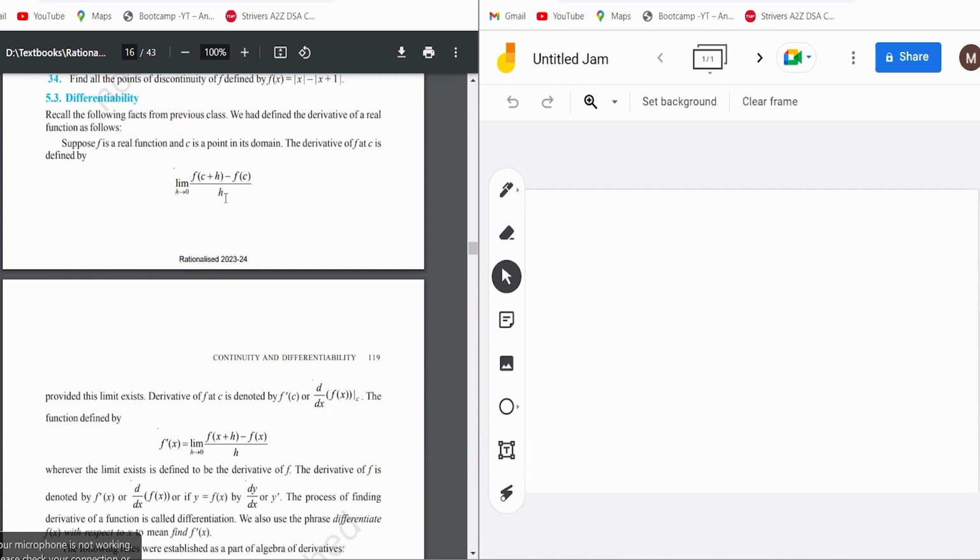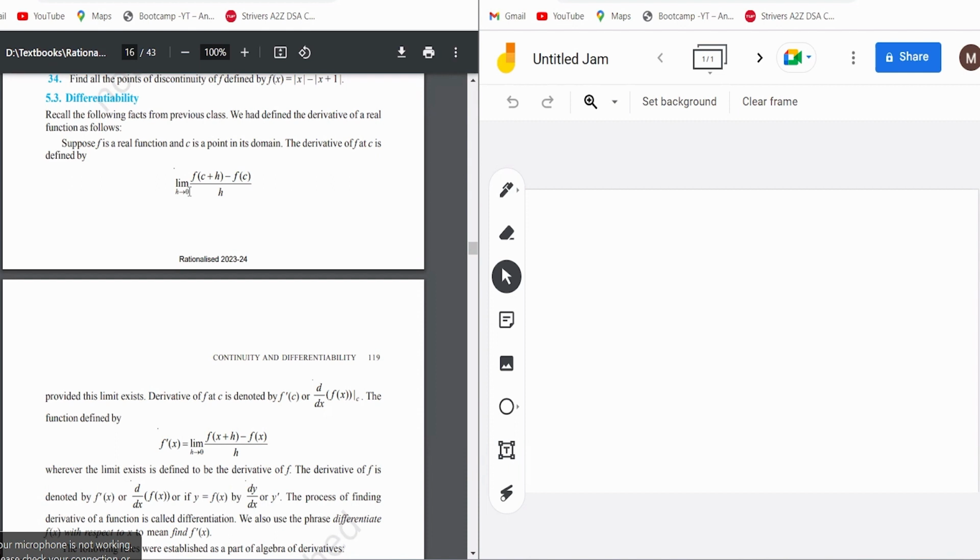Let's say you have a function f(x). You can take any function, let's say sin x. You have to find the derivative of sin x at x equal to pi by 2. To find the differentiability of sin x at pi by 2, you will use this formula. You will say it is equal to limit of h tending to 0, f of pi by 2 plus h minus f of pi by 2 divided by h. So differentiability is the basic concept by which we know whether the function is differentiable or not.